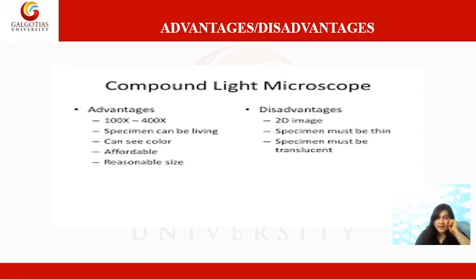Along with these advantages, some disadvantages associated with light compound microscopes are: it will give only a 2D image. This is not appropriate to study a sample in 3 dimensions. And the second is that the specimen must be thin. It means you cannot use a thicker specimen to be studied under this microscope, and the specimen must be translucent. You cannot use a transparent or solid specimen under this compound microscope.